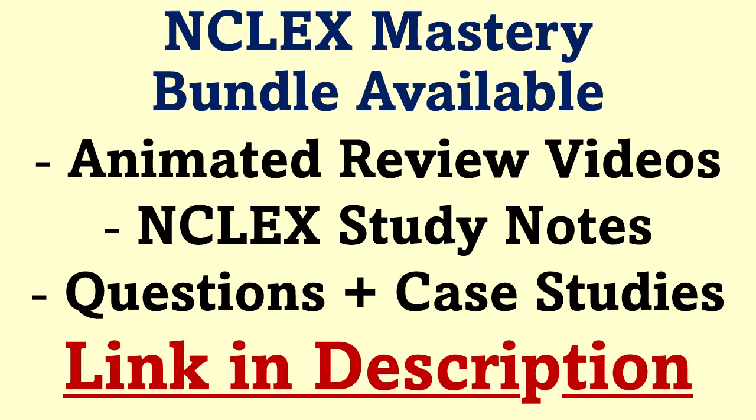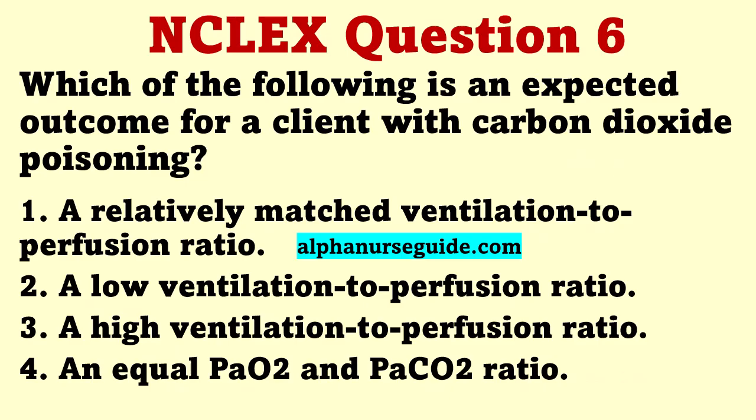Back to the questions. Which of the following is an expected outcome for a client with carbon dioxide poisoning? 1. A relatively matched ventilation to perfusion ratio. 2. A low ventilation to perfusion ratio. 3. A high ventilation to perfusion ratio. 4. An equal PaO2 and PaCO2 ratio.